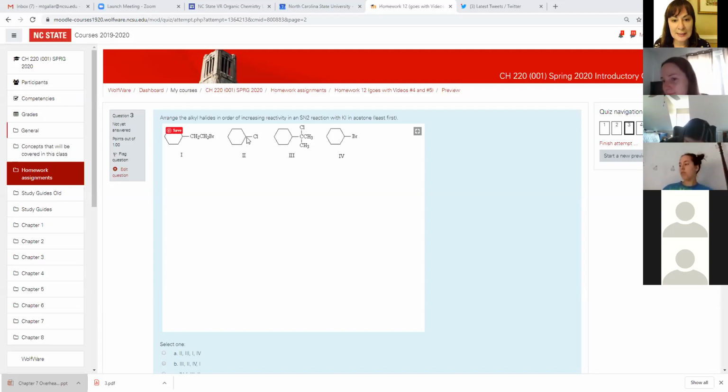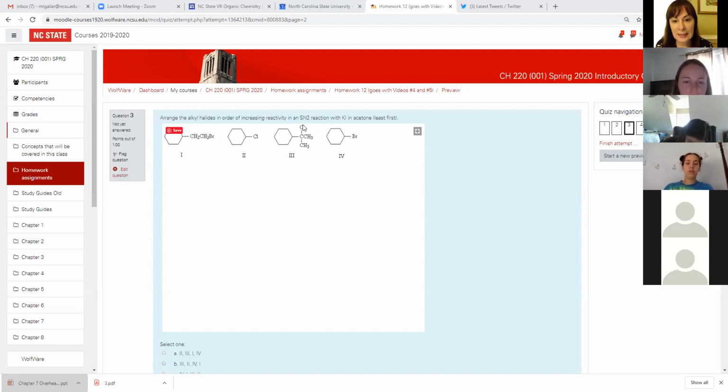Number 2 has the chlorine attached to this carbon right here. How many direct carbon neighbors does that carbon have? 2, so that makes it secondary. Do you think that compound number 2 is going to react faster or slower in an SN2 reaction than compound number 1? Slower, okay? So we know that 2 is slower than 1. Do you see where we're going with this? We're reasoning through them one at a time.